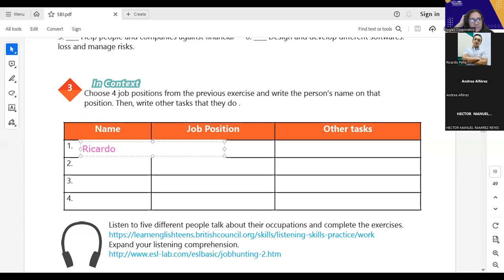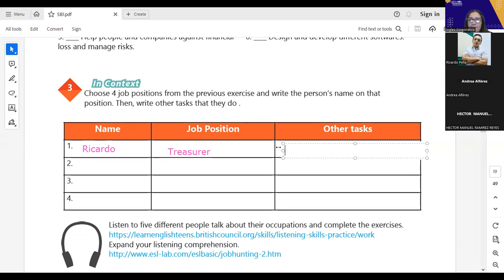Okay, Ricardo, tell us your job position. I am treasurer. A treasurer. My task: transfer funds to bank accounts. Okay. Transfer funds. Fondos. To bank account. All right. Payment through electronic transfer. Okay. Payment through electronic transfer. All right. Great. Okay. Because of the space, we're just gonna leave one task.